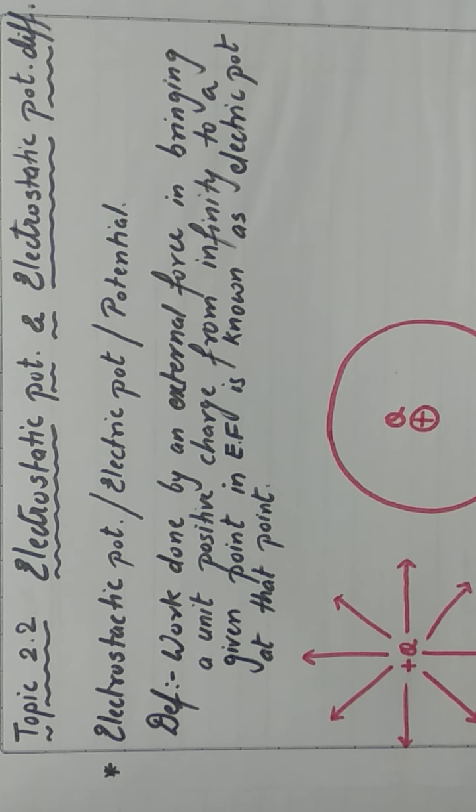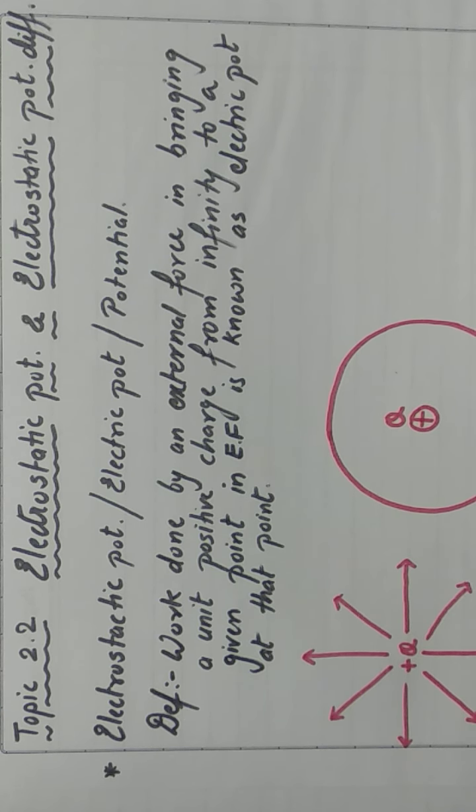See, in chapter 1 we have calculated electric field due to a point charge or group of point charges or a dipole, and we have seen there that electric field is a vector quantity, and whenever we deal with vectors then the calculations become difficult. We have to consider its components. Now this potential is a scalar quantity, so the calculations become very easy.